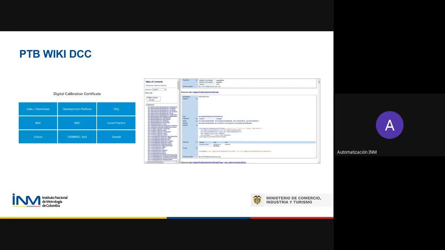In order to issue the digital calibration certificate, we rely on the structure that the PTB proposed. PTB has a free wiki for consultation that contains the XML schema, and it can be validated through the XSD file contained on the same web platform. There, we can find the detail of the different labels which contain all the information of a digital calibration certificate.